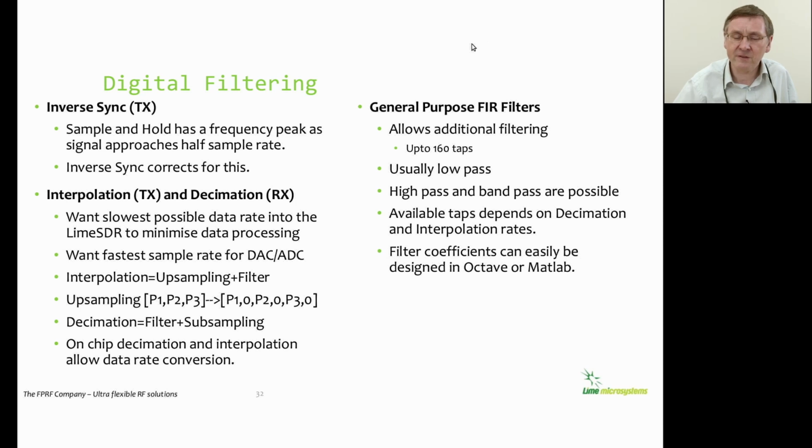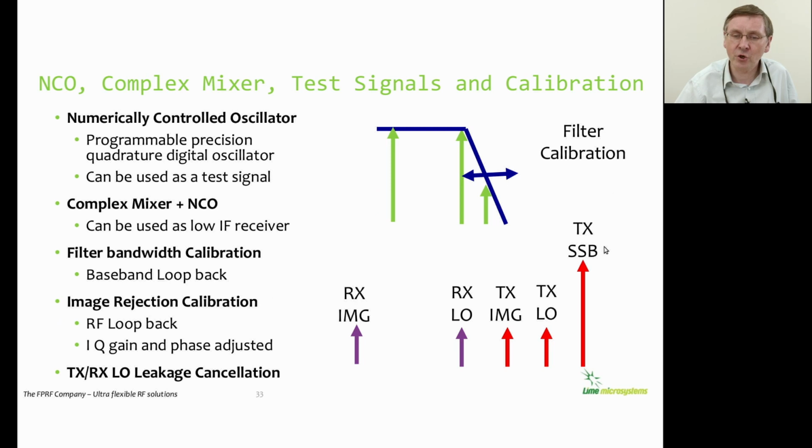The general purpose FIR filters are generally intended to be up to 160 taps, although frequently there's fewer taps available if you use lower rates of decimation and interpolation. They're usually low pass, though of course you can design them to be high pass or band pass. And the filter coefficients can be easily calculated using Octave or MATLAB.